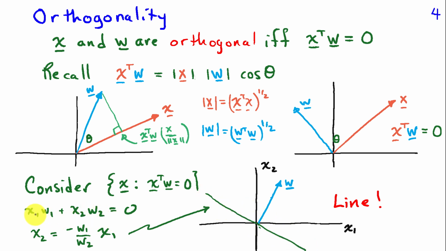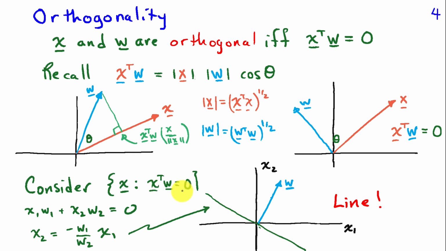And if you do the inner product, you find that for the inner product to be 0, we have to have x2 equal to negative w1 over w2 times x1, and that's just the equation of a line through the origin with slope negative w1 over w2. Geometrically, this looks about right. If I have a line that's perpendicular to w, then the inner product is always going to be 0 because the projection of w onto any vector that lies along this line is going to be exactly 0.